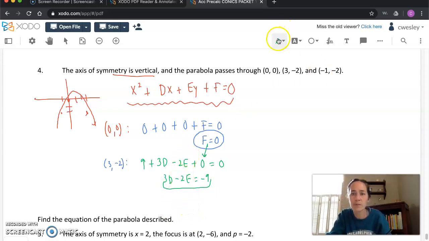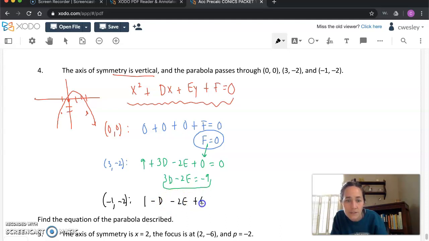And there's one more point to plug in. Can you try (-1, -2) plugged in for x and y? So -1 squared is 1 plus Dx, so minus D, minus 2E plus 0, because that's F, equals 0. And you could say I'm just going to move the letters to the other side. 1 equals D plus 2E. And that works really nicely in a system here.